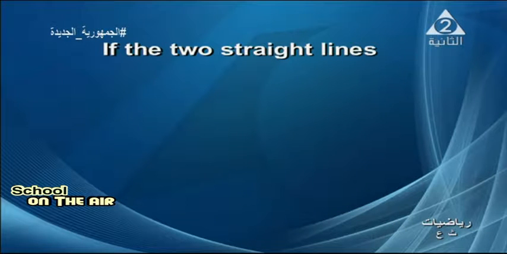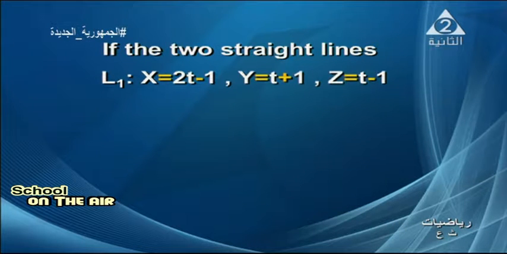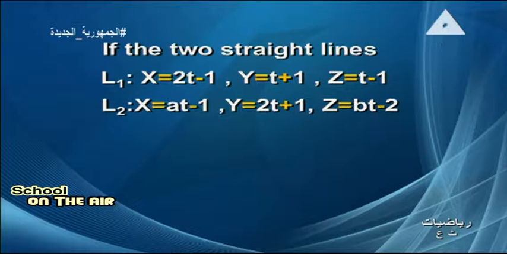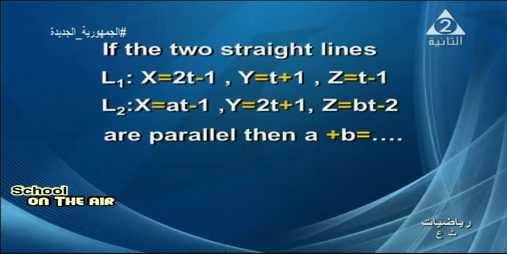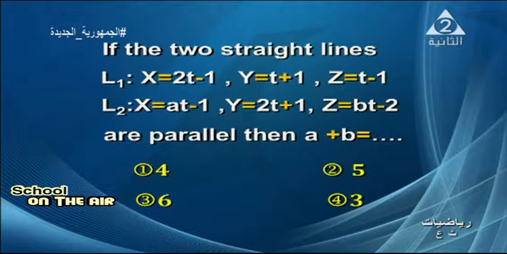My dear students, if two straight lines L1: x equals 2t minus 1, y equals t plus 1, z equals t minus 1, and the second line, parametric: x equals at minus 1, y equals 2t plus 1, z equals bt minus 1, are parallel, then a plus b equals what? Choose the correct answer: 4, 5, 6, or 3.